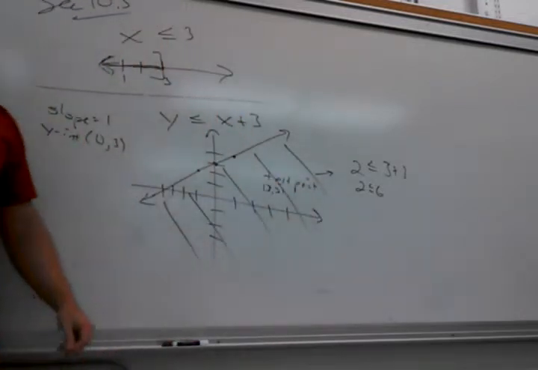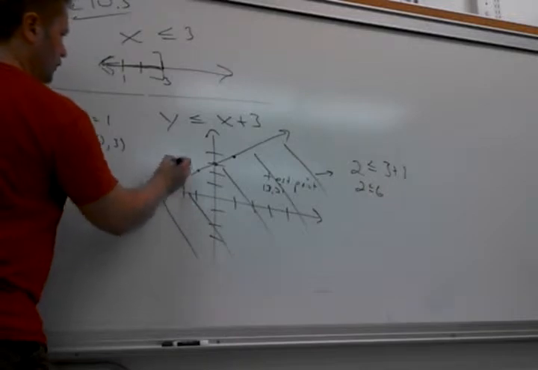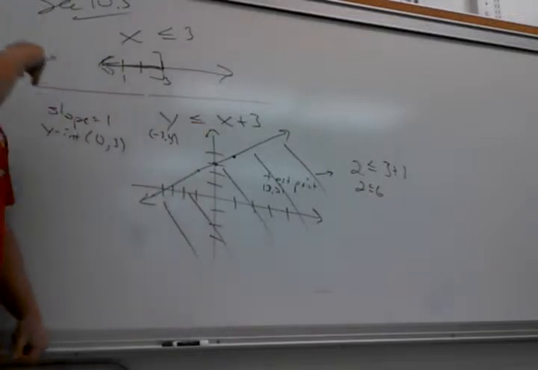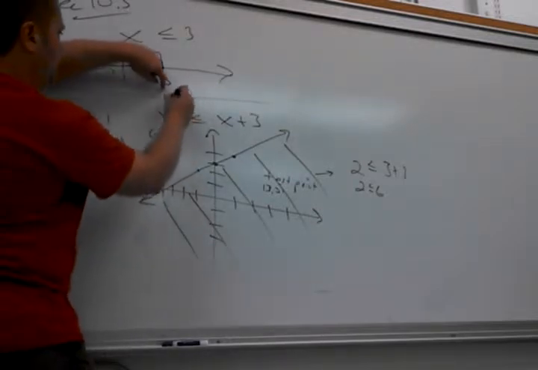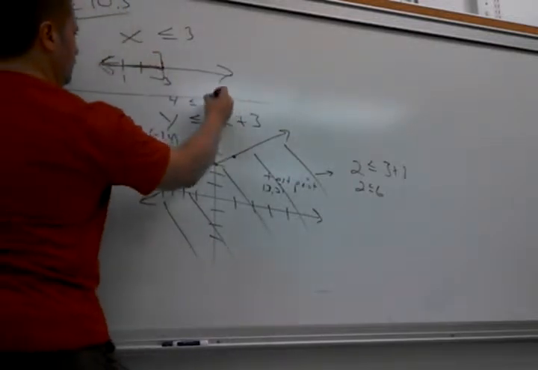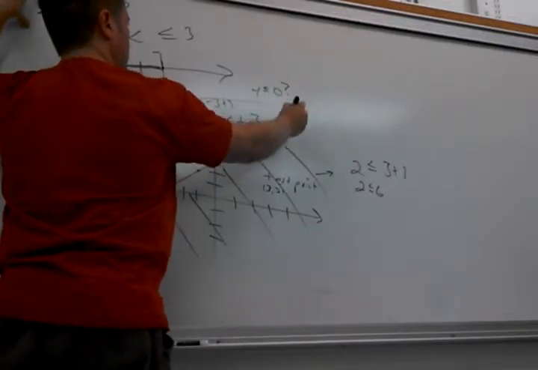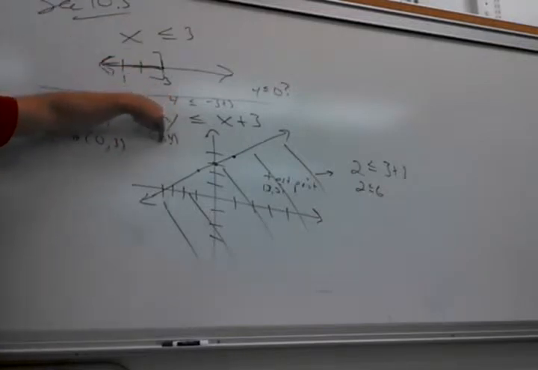Which means if I pick a point over here, like the point negative 3, 4, if I plug that in, what should happen? It shouldn't work. So if I plug in 4 for y and negative 3 for x, that's 0. Is 4 less than or equal to 0? No. So there you go. That did not work. It shouldn't work.